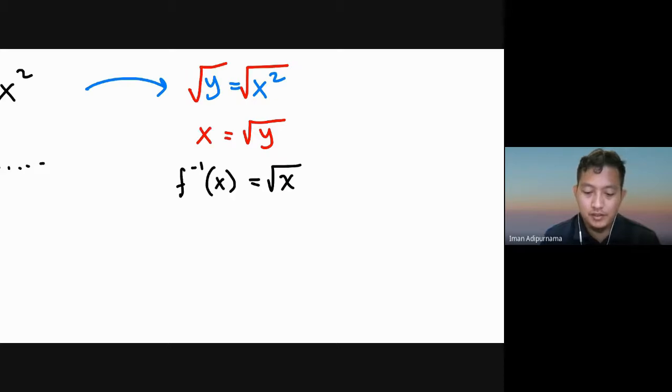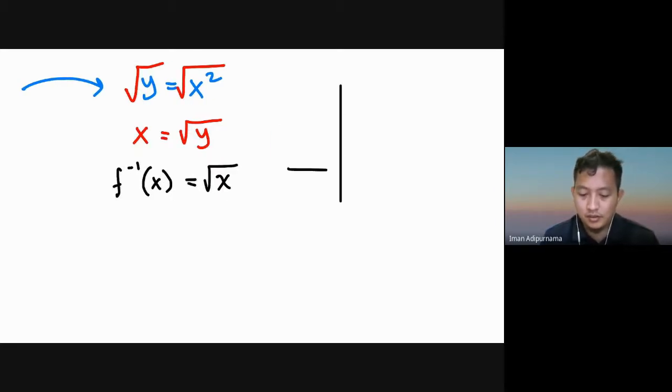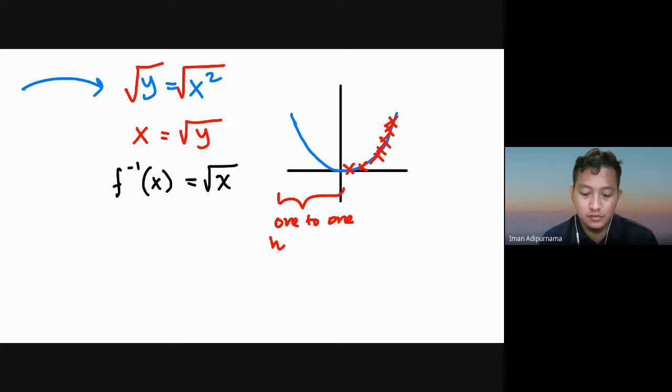Okay, but you see, if you have this, it's kind of like you rotate the graph, right? But you see here, not all of the domain and range are exchanged, right? We are ignoring this part. So it's still a one-to-one function within this domain, here only.